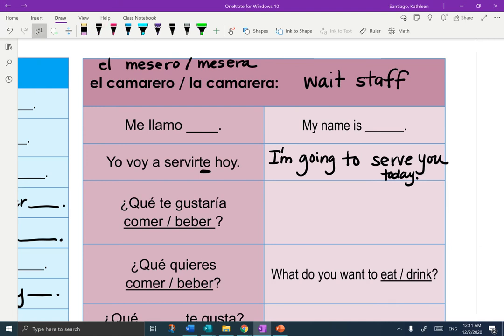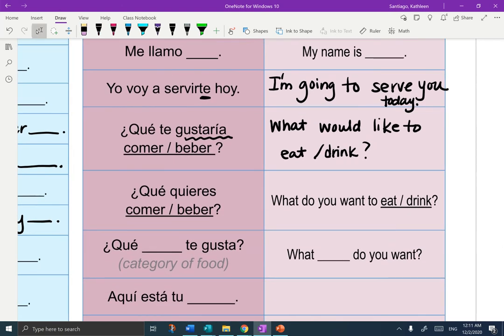¿Qué te gustaría comer? ¿Qué te gustaría beber? So even though we haven't used this yet, we're going to learn it just as a vocab right now. It is gusta, but it's gusta in the future. Okay, so it would be like, what would you like? What would you like to eat? What would you like to drink? And then comer, eat, come and get it. Beber, like a baby, drink.